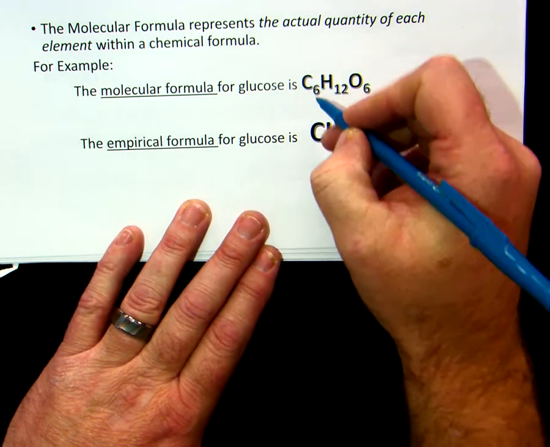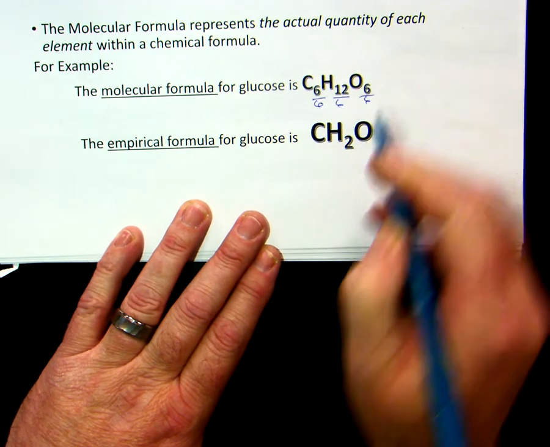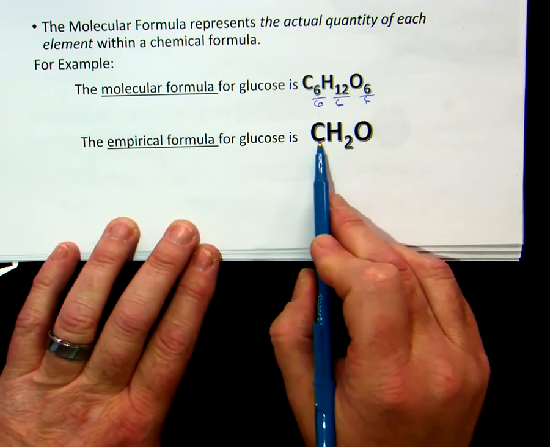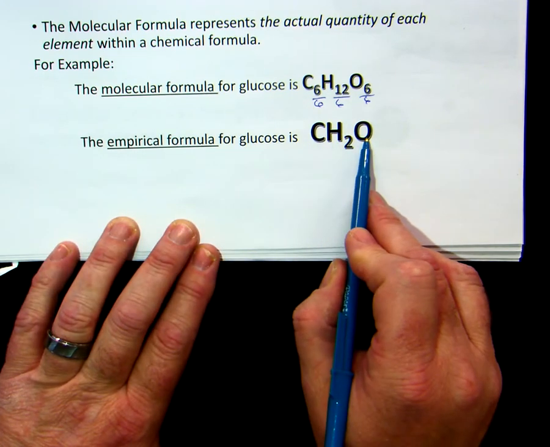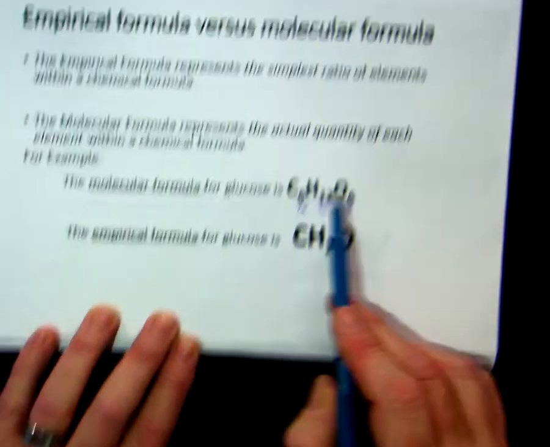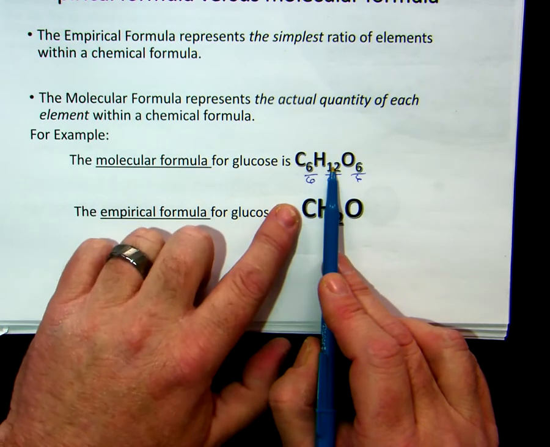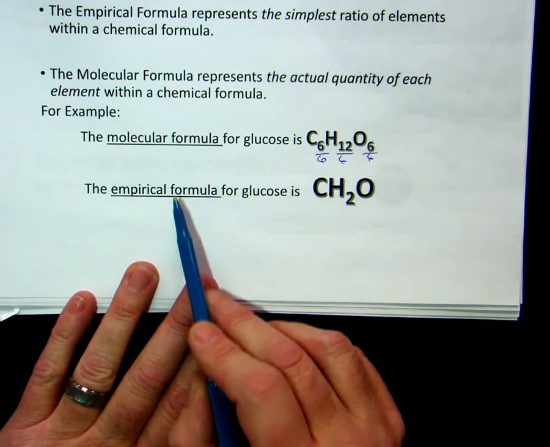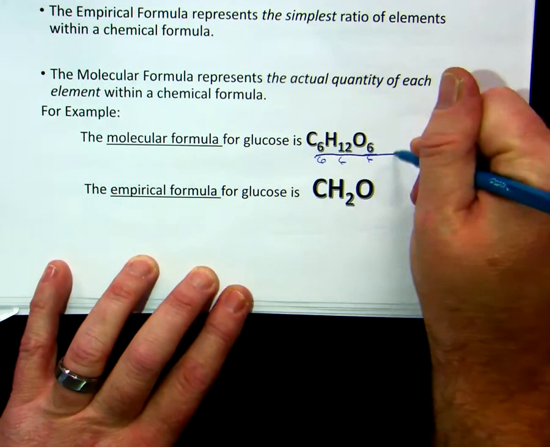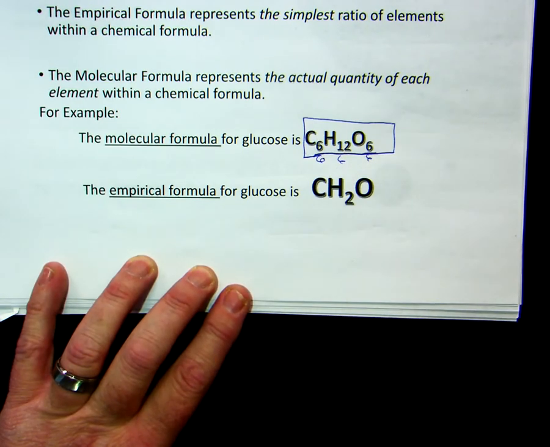But you might say, well, what if I simplified this and divided through by 6? The actual ratio of carbon to hydrogen to oxygen, the simplest ratio, is 1 to 2 to 1. So this is the simplest ratio, as I've written up there. This is the actual quantity. So that's the difference between an empirical formula and a molecular formula. This molecular formula, C6H12O6, that is what glucose is and will always be.